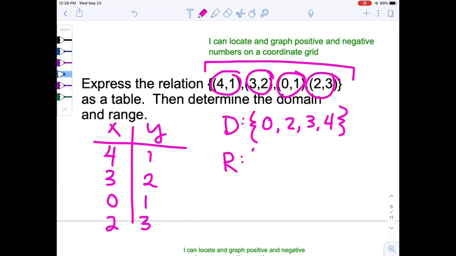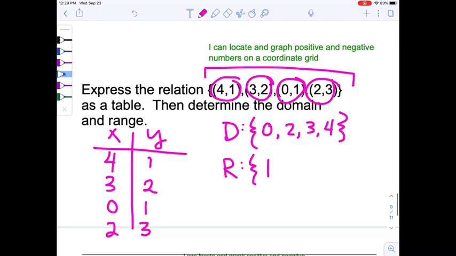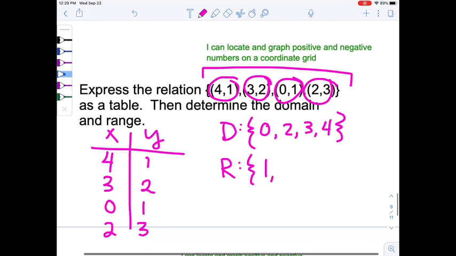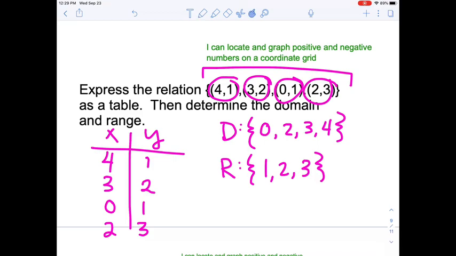Range, same thing. I do my little squiggle line, and then I write in order from least to greatest. So here I have 2 1s, but remember I only need to write that one time. So I have 1, 2, 3, and end with my squiggles. So again, domain is my x values, range is my y values.